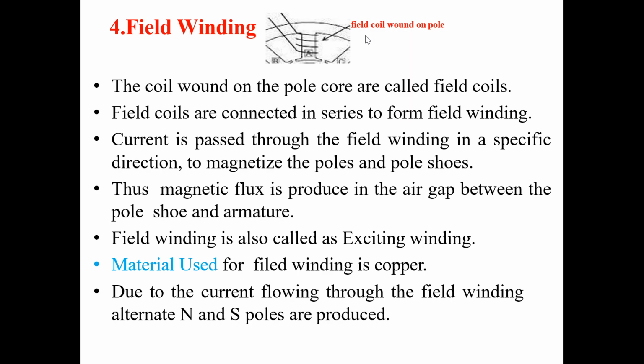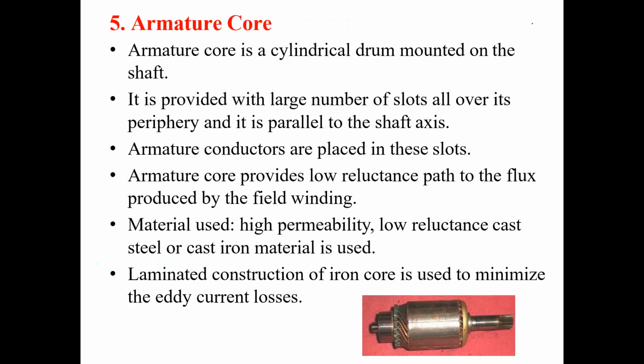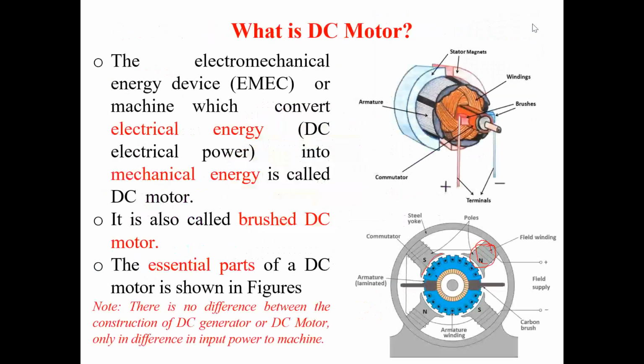And another will be the field winding. These are the windings which are situated on this pole, fitted or bolted on this pole. This coil is wound on the pole core and called the field winding. Field coils are connected in series. See here, these are connected in series.